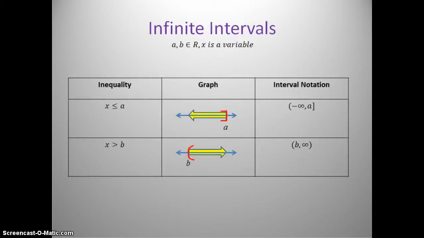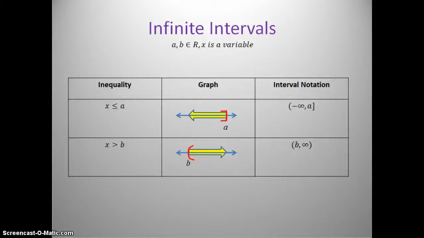Now in this video and in this section, we'll be talking about simple inequalities. So we'll have one inequality symbol, which means that the other side of that inequality, or the other side of that solution set, is going to go out to either positive or negative infinity. And this gives us an infinite interval. So once again here, a and b are real numbers, x is the variable.